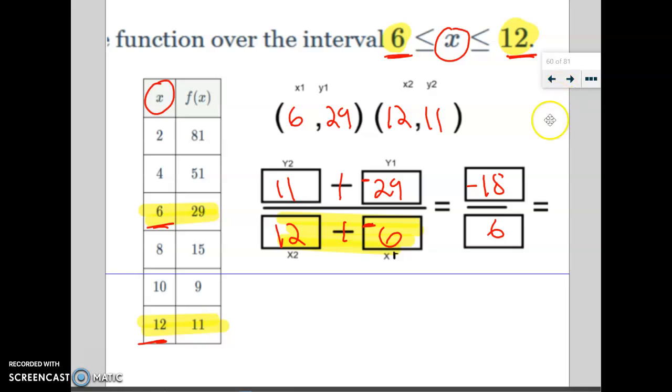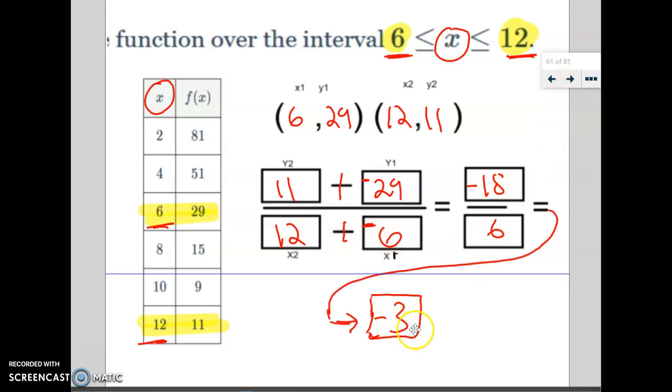Alright, now right here we could just go ahead and do the division. You could simplify here too, but since 6 goes into 18, you just say negative divided by a positive is a negative, and 18 divided by 6 is 3, so it's negative 3.